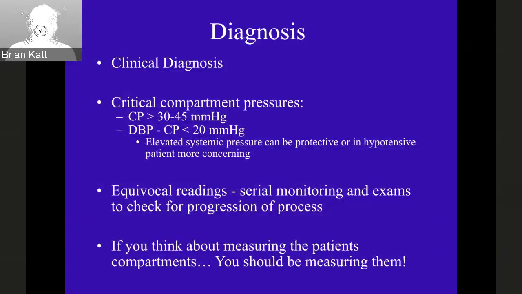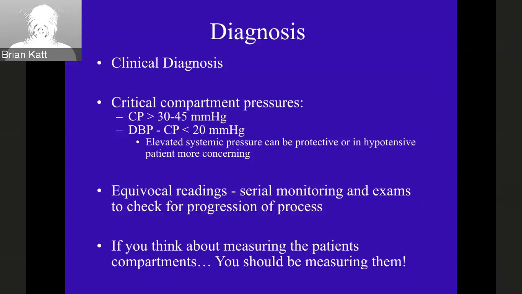So the clinical diagnosis, we talked about the critical compartment pressures. A compartment pressure of greater than 30 to 45 has to make you suspect something's going on. The resting pressure, I thought this was interesting: what's the resting pressure of the compartments? Like 0 to 5. So there is a little pressure in there, but it's minimal. And when the diastolic blood pressure minus the compartment pressure is less than 20, you're worried about this happening.